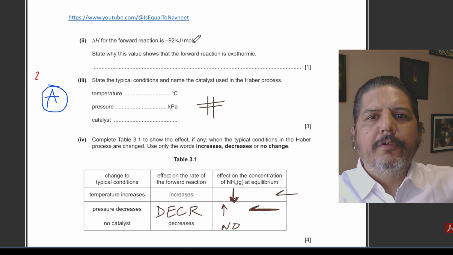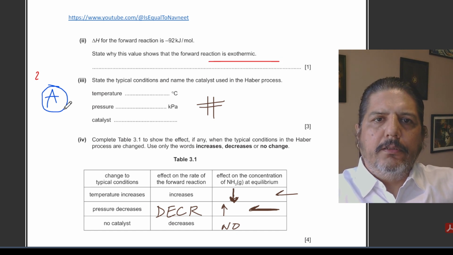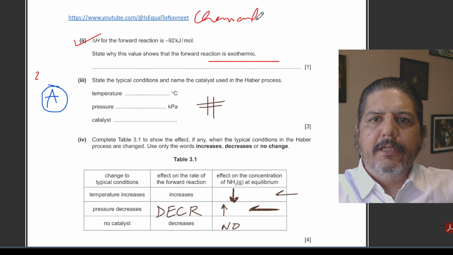So delta H for forward is negative. State whether they show the forward, show why this shows that forward reaction is exothermic. So as mentioned, and you will find this detailed explanation in the chemical energetics lecture.